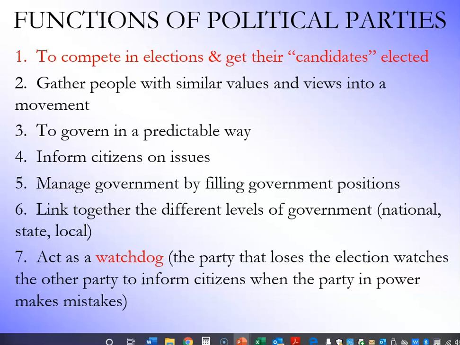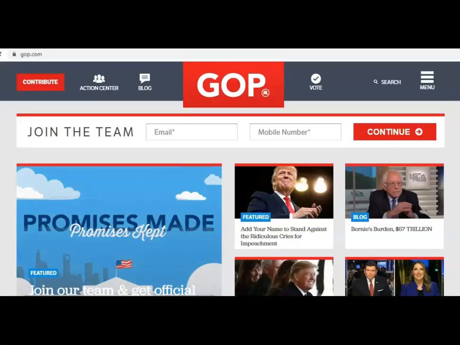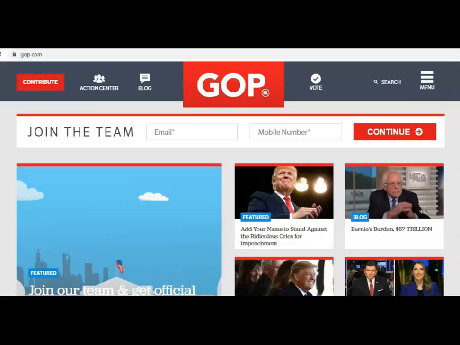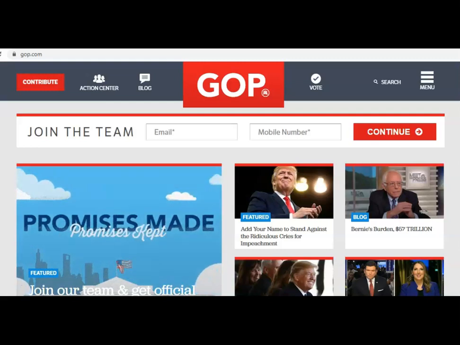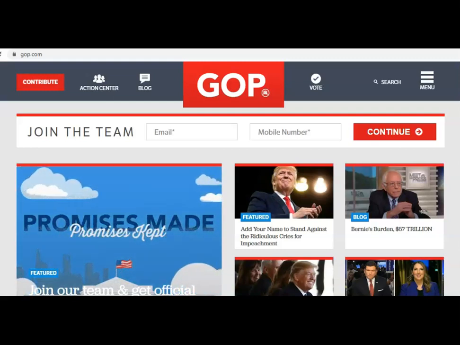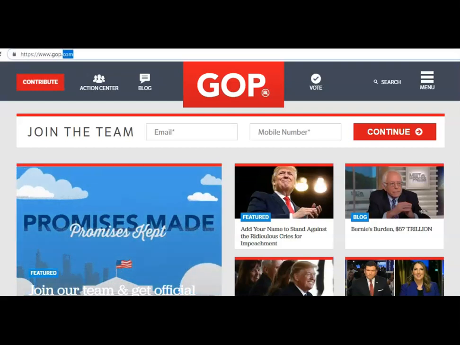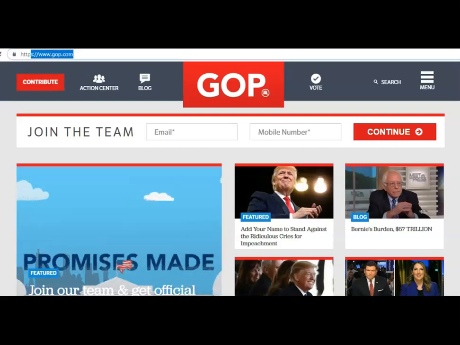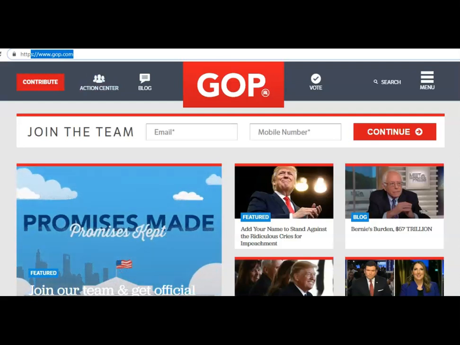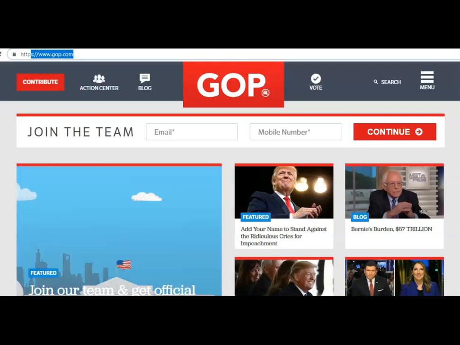Number 4, parties exist to inform citizens on issues. So in order to learn more about the issues that form the agendas, platforms, and planks of parties, where are some reliable places you could go? One of the most reliable places that you could go in order to find out information about a political party is directly to their website. So this is the Republican Party's website, and you can find that here if you want to go and just kind of search around. It's GOP.com.